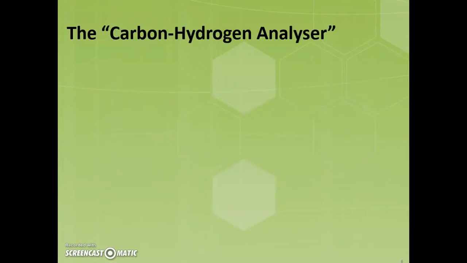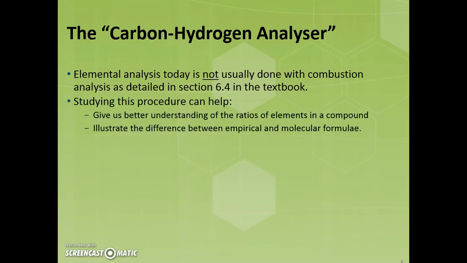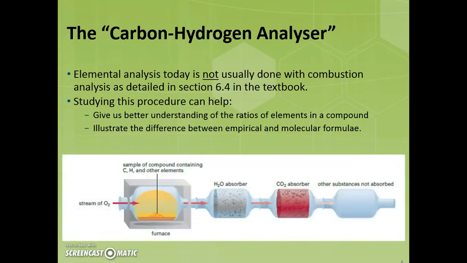Okay, quick note about the carbon-hydrogen analyzer. This is discussed in your textbook. I think it's important to note that today elemental analysis is not routinely done in this manner. We can still get some value out of looking at this. It'll give us a better understanding of the ratios of elements in a compound. It'll illustrate the difference between empirical and molecular formulae, and just give us an idea of what was done in the past.